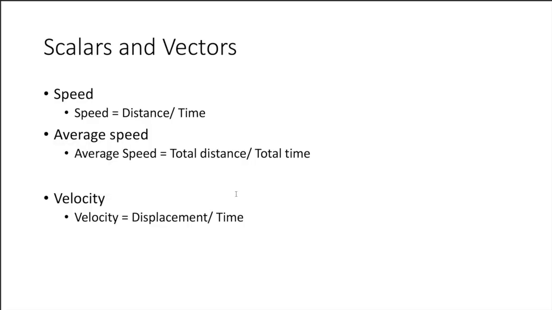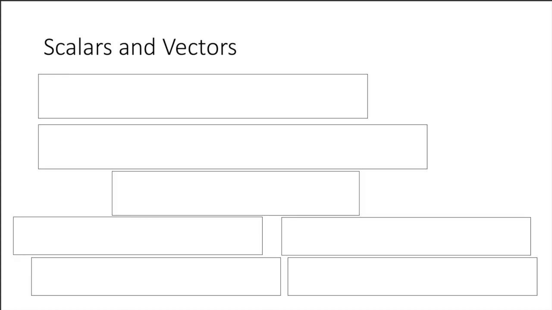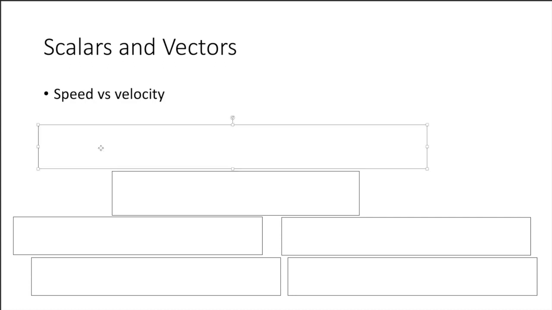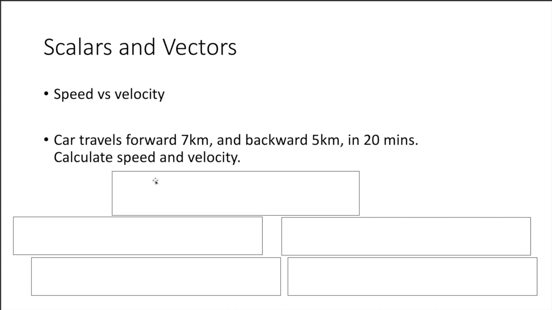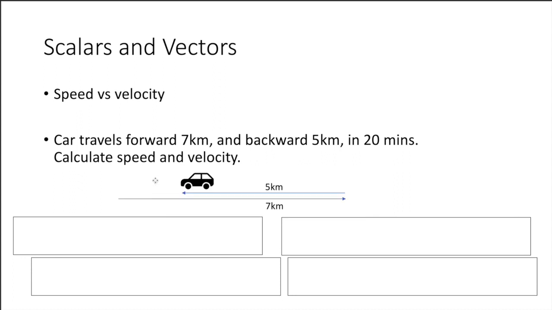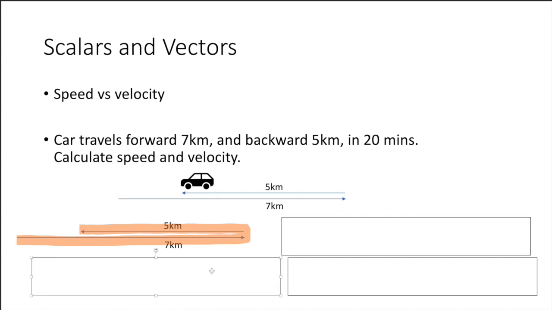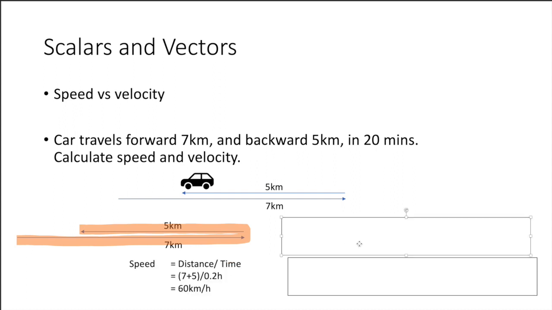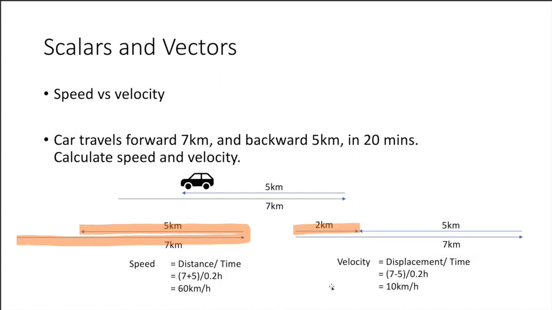You take an average of the total distance covered over the total time taken. In comparison, velocity is the one with a direction, so we use the displacement. Velocity means displacement over time taken. Just know that distance is the one that is actually traveled by the object. Let's take a look at this example. A car travels forward 7 km and back 5 km in the span of 20 minutes. The speed would be this, but the velocity is very different. It will be this because it takes into consideration only the start and the end.